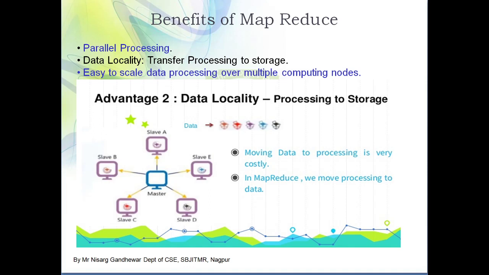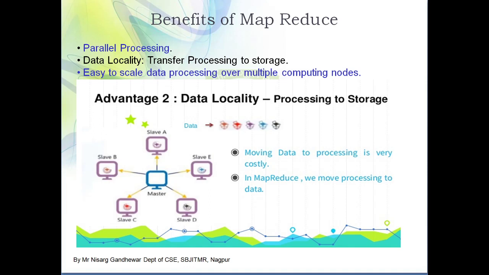Reduce the processing power means what? Suppose we are not using parallel processing, then my master node should be very powerful. In this case, we reduce the capacity requirement, because each individual node is contributing to the processing of that data, so it increases the speed of processing.